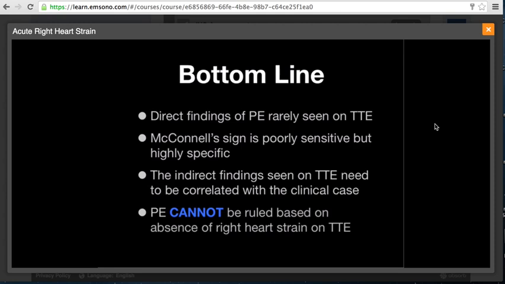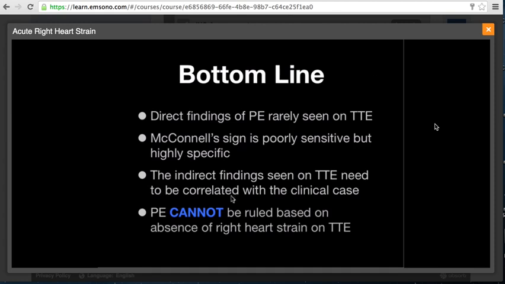Maybe, but this is clearly different than the 24-year-old female who comes in after a syncopal episode, is hypotensive, has no underlying cardiopulmonary disease, and is found to have bowing of the interventricular septum, a very dilated right ventricle. This would be highly suggestive of acute right heart strain based on the history. If there was McConnell's sign present, then this would be even more suggestive of the presence of acute right heart strain.